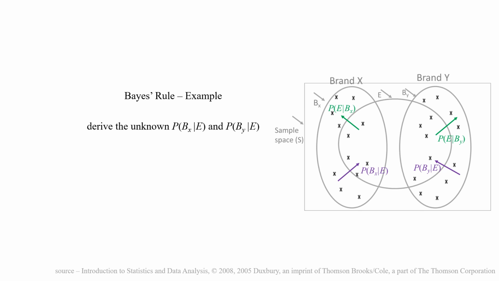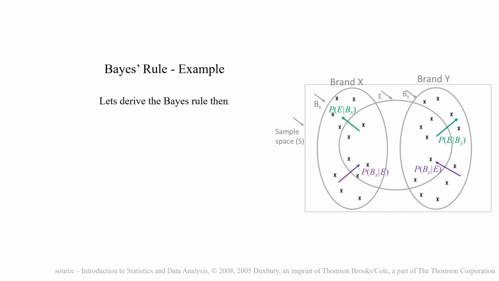Is it possible to derive the unknown probability of Bx given E and probability of By given E from the known probability of E given Bx and probability of E given By? The answer is yes, and the solution is provided by the Bayes rule. Let's derive the Bayes rule then.